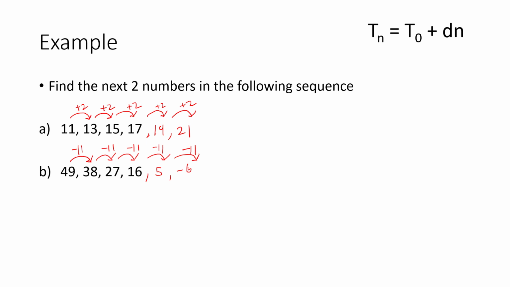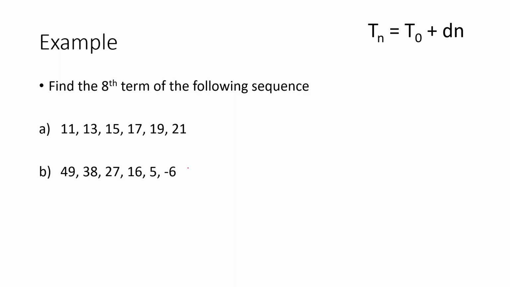Now, what if the question asks us to find the 8th term in the number sequence? Each term has a name. For example, the first term is called term 1. The second term is called term 2. Make a smart guess, what is the third term called? Yes, you are right. It is term 3, followed by term 4, and so on. So term 8 basically refers to the 8th term of the number sequence.